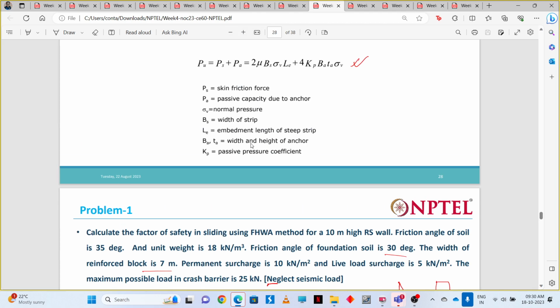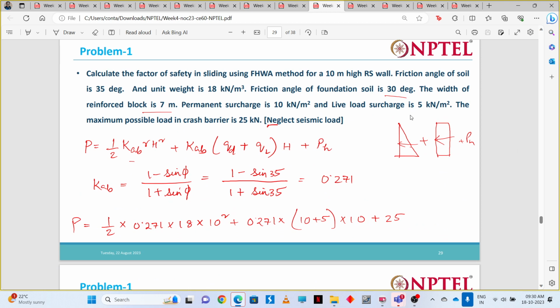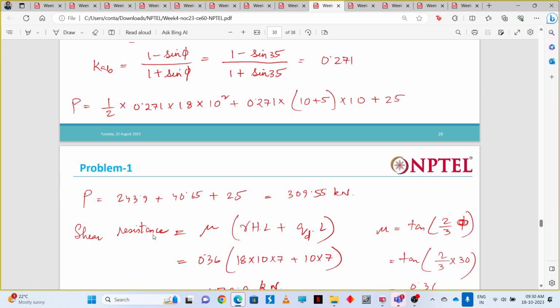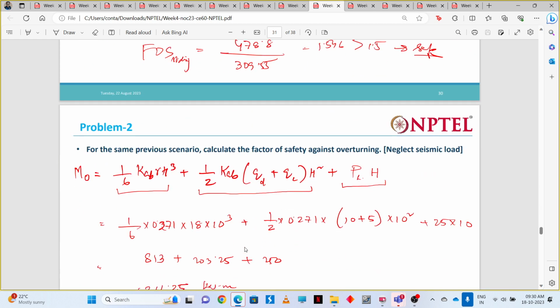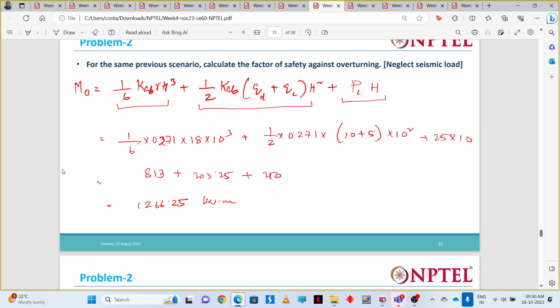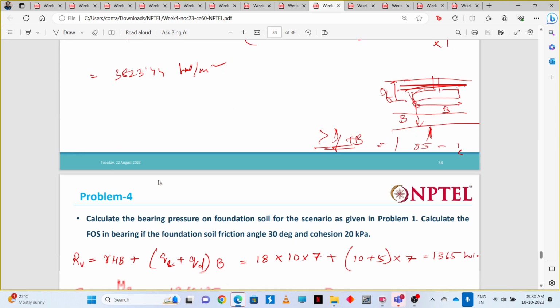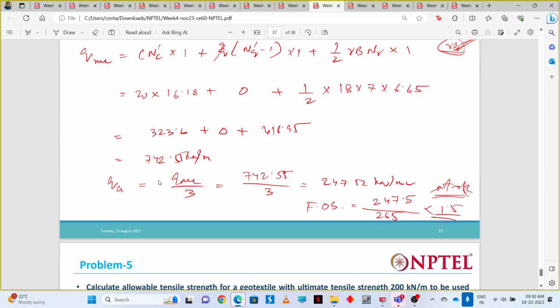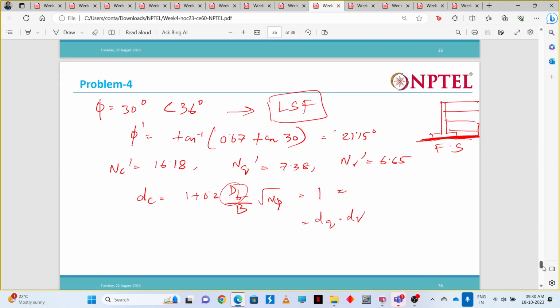Then we solved some easy problems regarding this external stability, right? We found out the earth pressure, all these things. Then we did the shear resistance. Then we found out the factor of safety in sliding. Similarly, we found out the water resistance. So we solved some easy problems. Okay, so this was it.